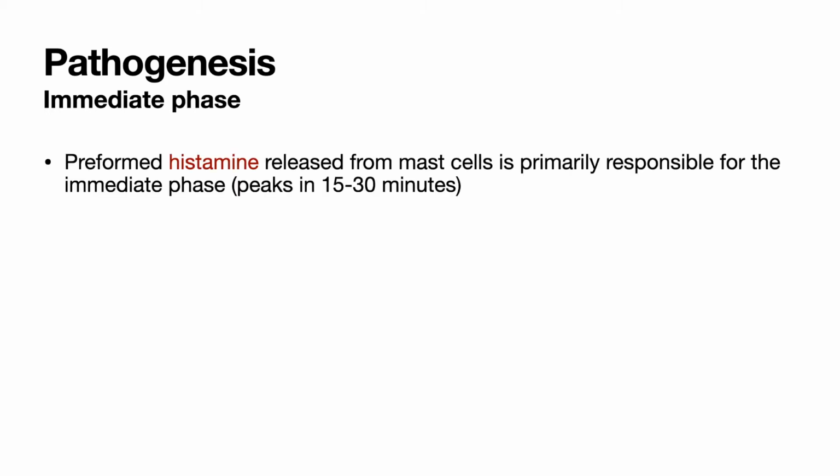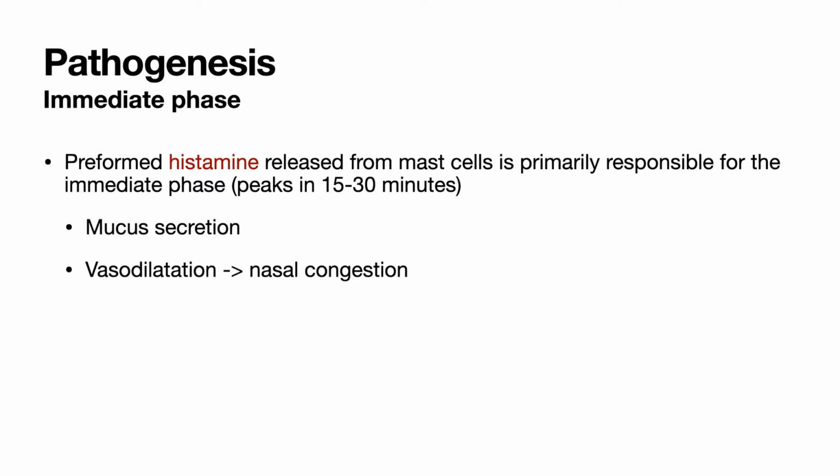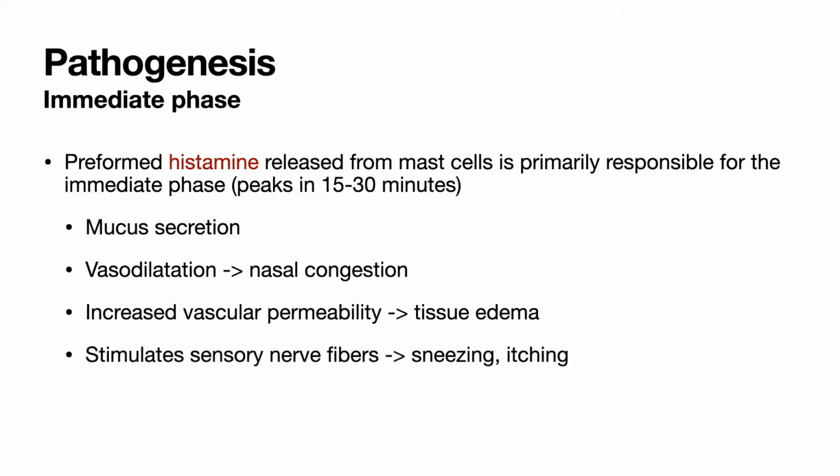In the immediate phase of allergic rhinitis, preformed histamine release from mast cells is primarily responsible for the symptoms, which peak at about 15 to 30 minutes. They include mucus secretion, nasal congestion from vasodilation properties of histamine, tissue edema, and irritative symptoms like sneezing and itching from the nerve sensitizing properties of histamine.